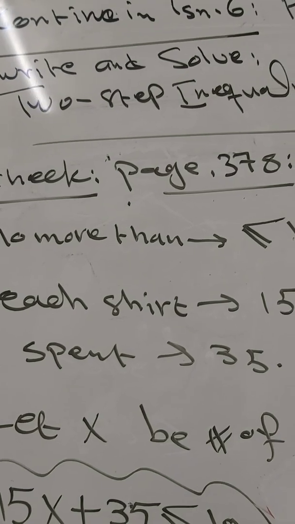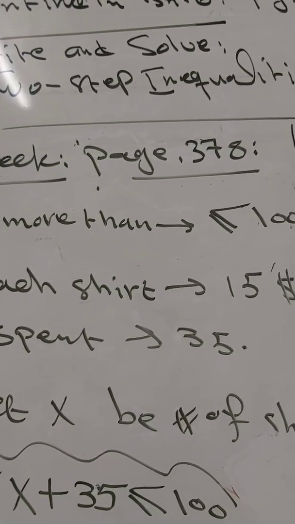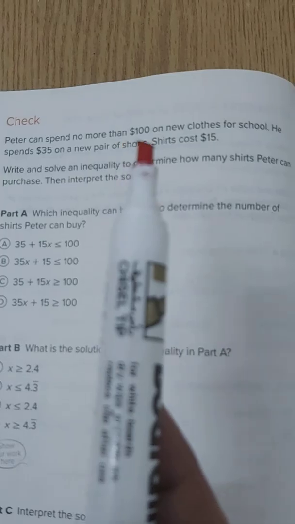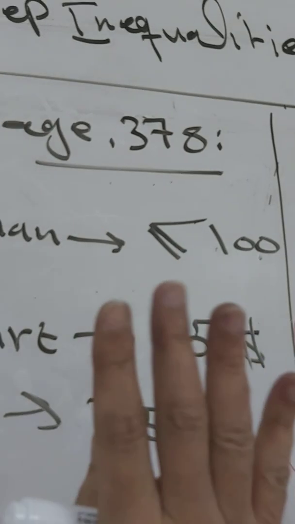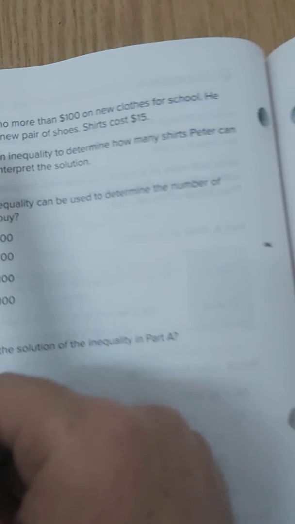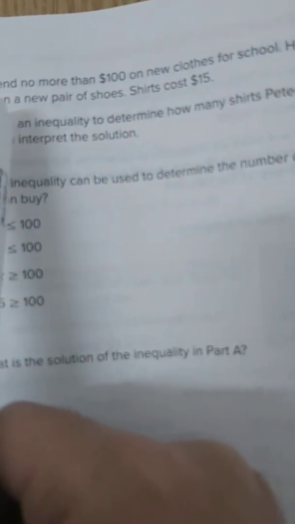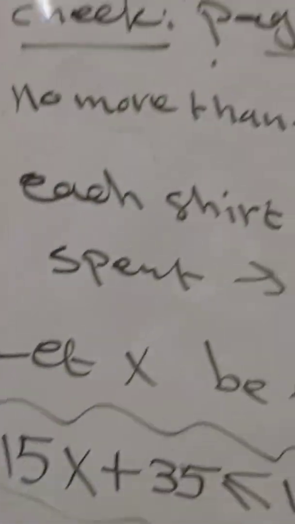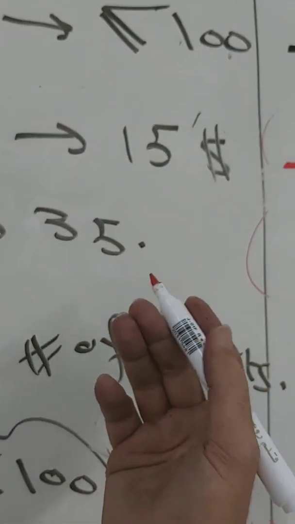Now we have the check, guys. The check, page 378. I will read it also. Peter can spend no more than $100. No more than means less than or equal to 100, either 100 or less. So he already spent $35 on a new pair of shoes.